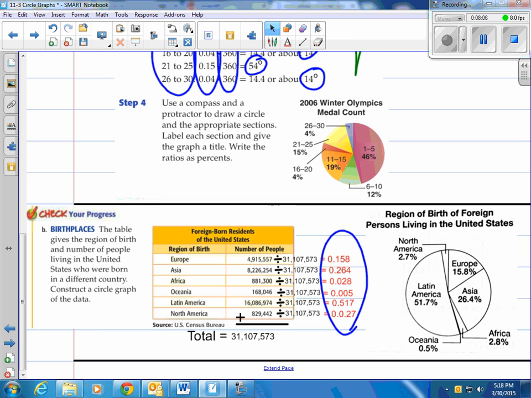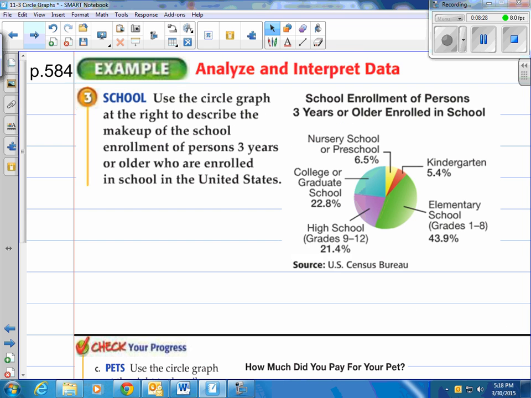I believe that's not supposed to be there, so it's supposed to be 0.027, because that comes out to about 2.7. From there, of course, we would multiply by 360 degrees, and then you'd get your degree measures if you wanted to actually graph that. All right, let's take a look at this last example.